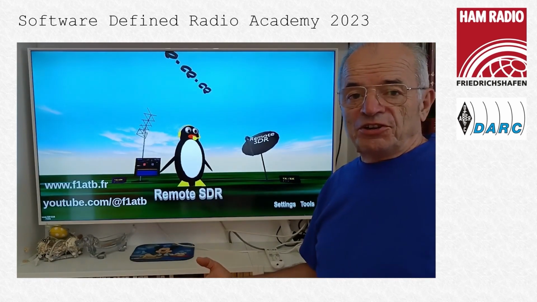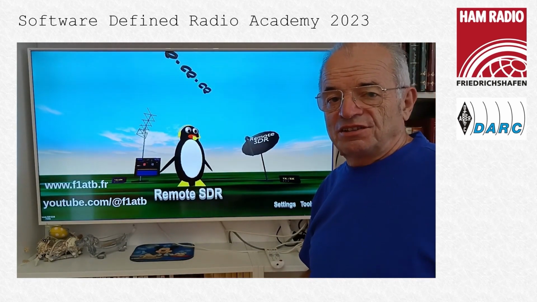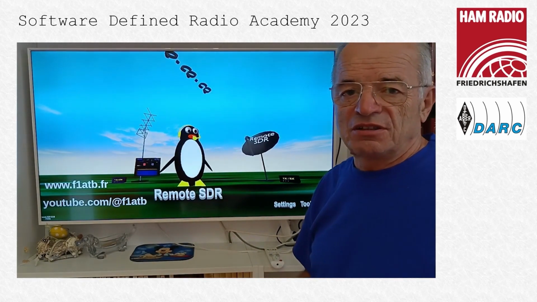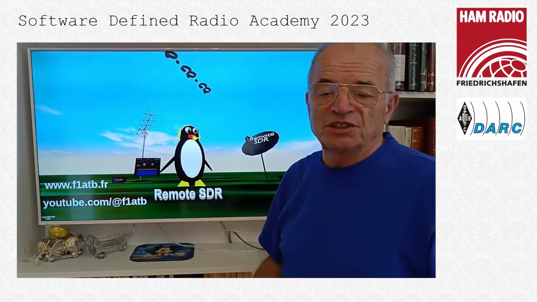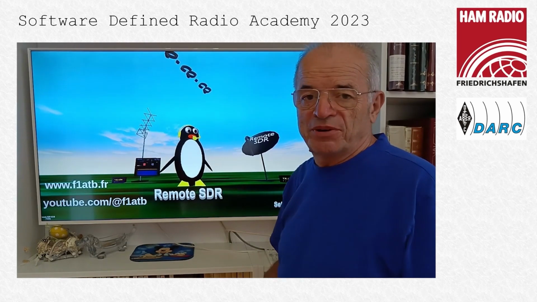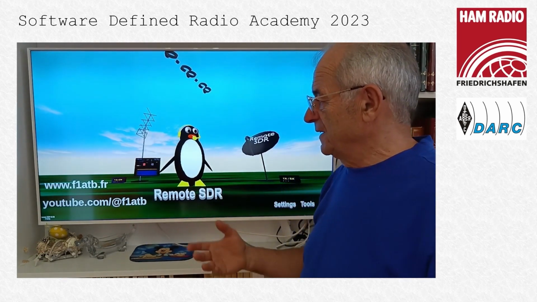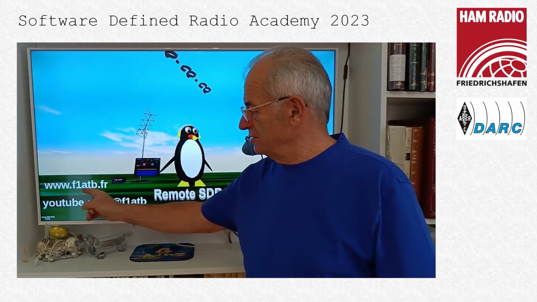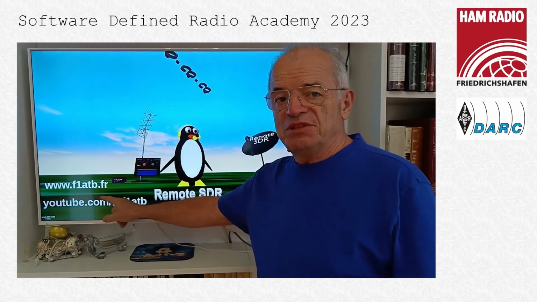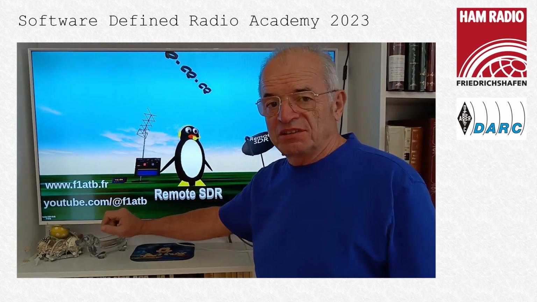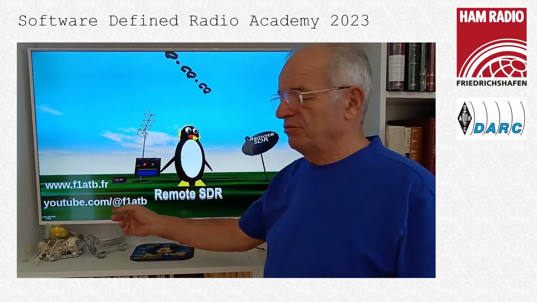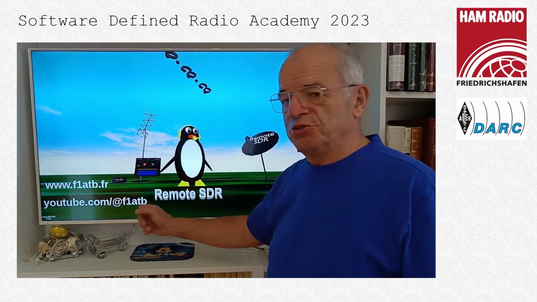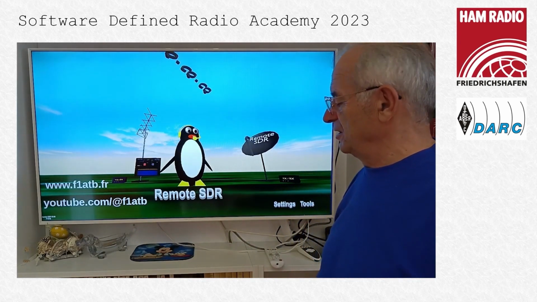So if you need more details and complete documentation, the software to implement, which is open source, on your Raspberry Pi or Orange Pi, you go on F1ATB.fr. This is my website. You will find all the details and documentation. We have also some videos on YouTube on my channel.